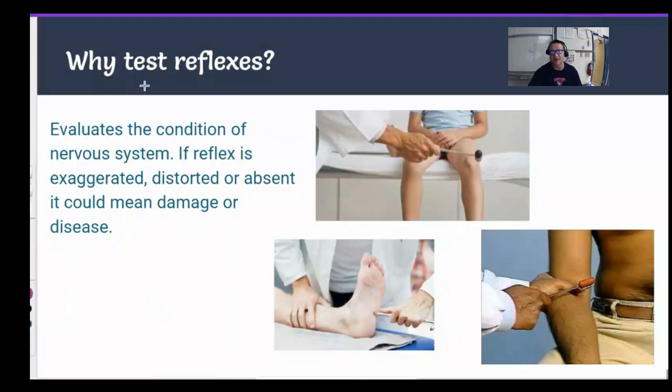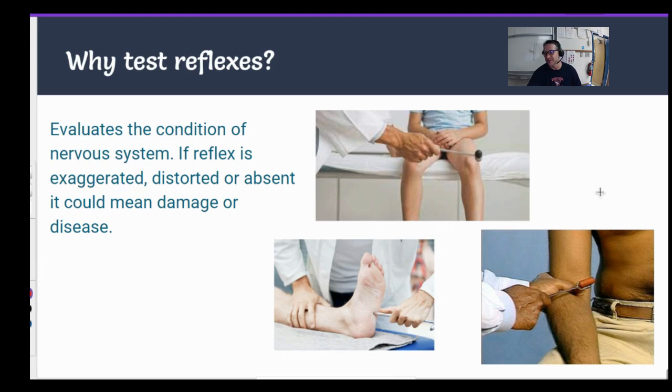And the last slide, why do doctors test reflexes? Well, it evaluates the condition of the nervous system. So if a reflex is exaggerated, so it's more than it should be, distorted, it's not exactly the type of reflex it should be, or if it's absent, it doesn't happen at all, it could mean damage or disease.